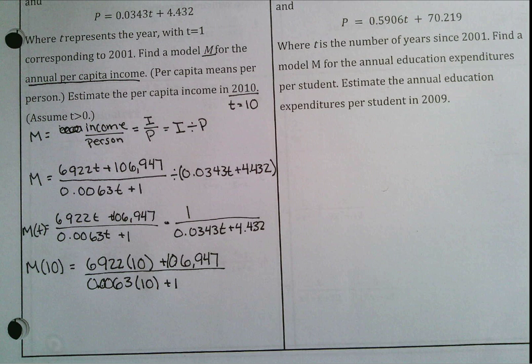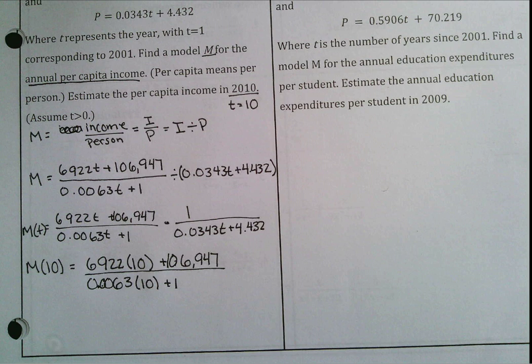So here, if I write that out, it's going to be M is equal to, it's going to get tedious, so work with me, 6922t plus 106,947. That's the top part of my I divided by 0.0063t plus 1. Now I'm dividing this by P, so 0.0343t plus 4.432.